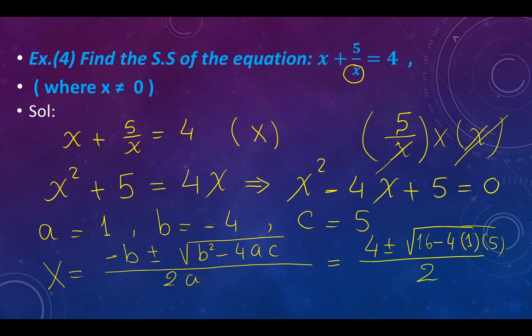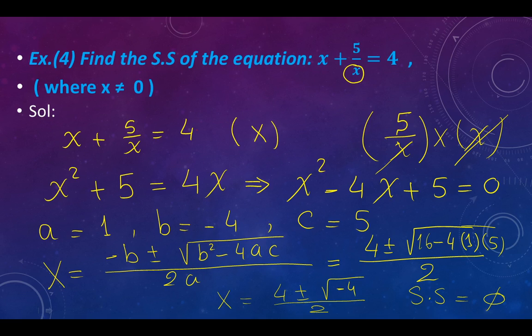Okay, here you can see that x equals 4, positive or negative, square root 16 minus 4 times 1 times 5. 4 times 1 times 5 equals 20. 16 minus 20 equals negative 4 over 2. Oh, you can see that here you have negative 4 under the square root. So we are going to stop our solution and the solution set equals phi.